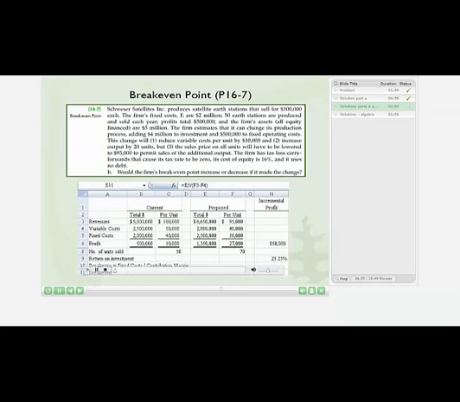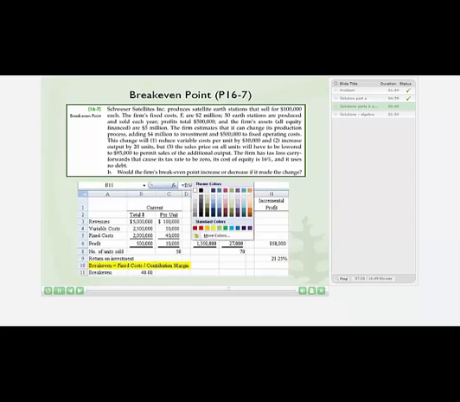Part B asks us to determine whether the firm's break-even point increases or decreases if we make this change. Okay, so on the screen, in this area here, I've entered the formula for break-even, which is fixed cost divided by contribution margin. If we solve this one, I'll just show you how we can calculate that. You would take the fixed cost, which is the $2 million given in cell B5, and divide it by the contribution margin.